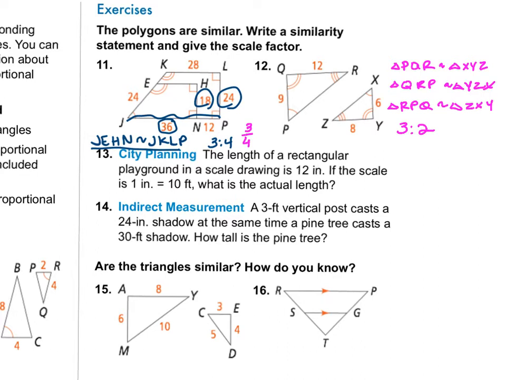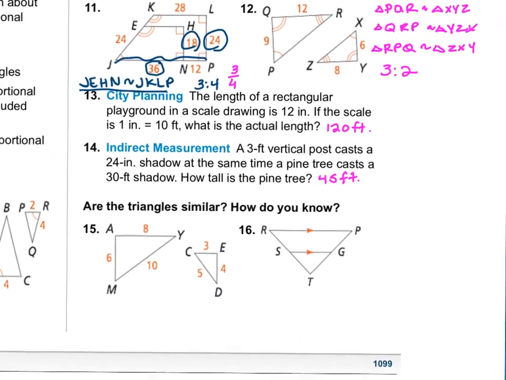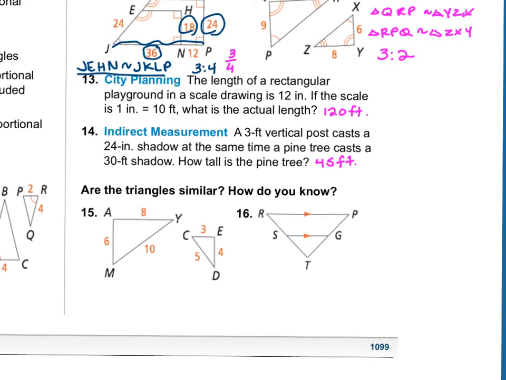Okay, then 13 is 120 feet. 14 is 45 feet. 15 is 2 to 1 for each side length. So, yes, and it's side, side, side similarity.